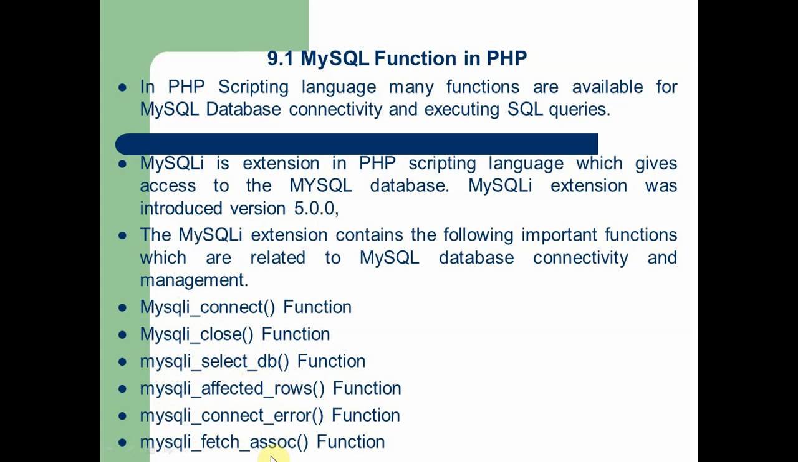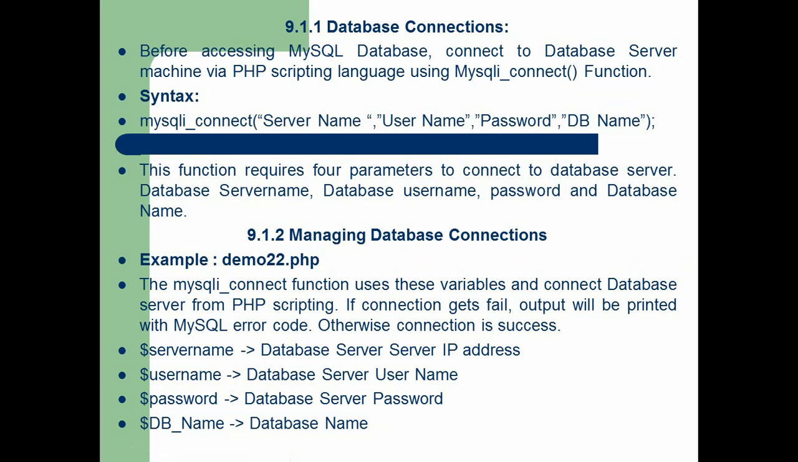Now in this class we are going to see how we are going to use these functions for connecting a MySQL database. So very first we are going to use a new function, mysqli_connect. This function consists of four attributes: server name, username, password, and DB name. DB name means database name. Server name means the database server IP address. Username means the database server username, password is the database server password, and DB name is the database name.